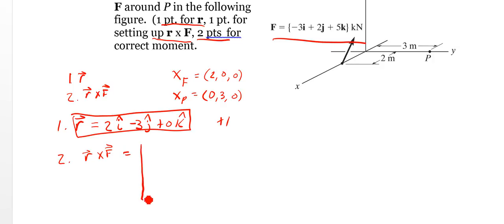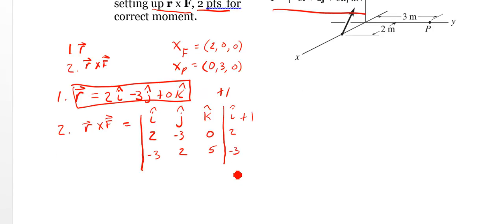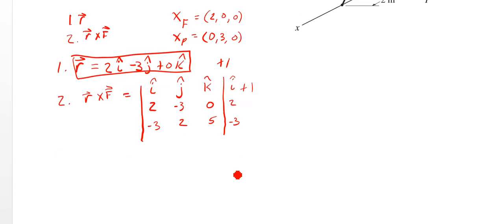So it's going to be our cross product. We're going to have i, j, k up at the top. Then we're going to fill in our R values, so 2, negative 3, 0. And then our F values, negative 3i, 2j, 5k. So we get 1 point for that. I'm going to copy the first column down, i, 2, negative 3. And now we'll do the cross product, and this is where we get our final 2 points for this problem.